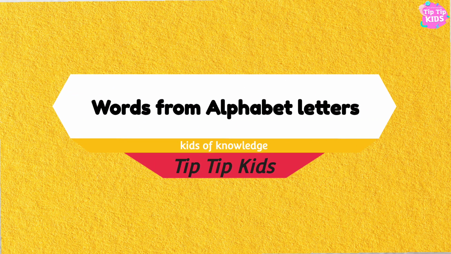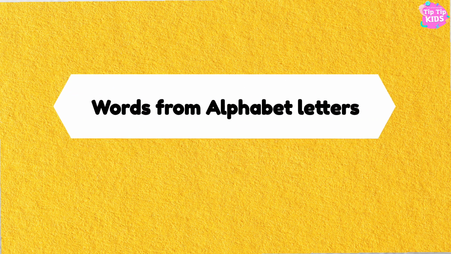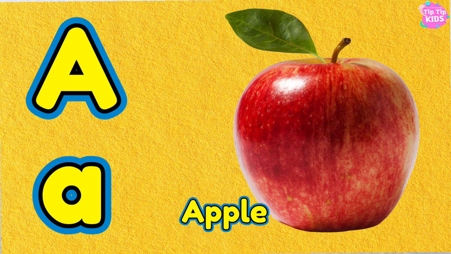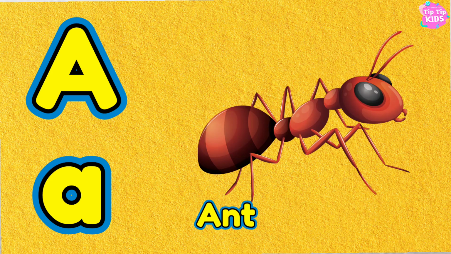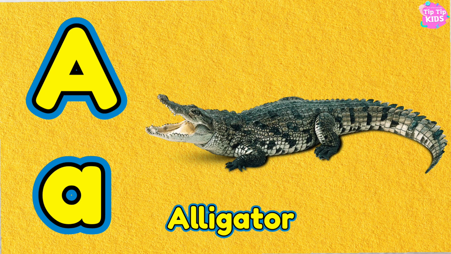Words from alphabet letters. A for apple. A for anchor. A for ant. A for alligator.